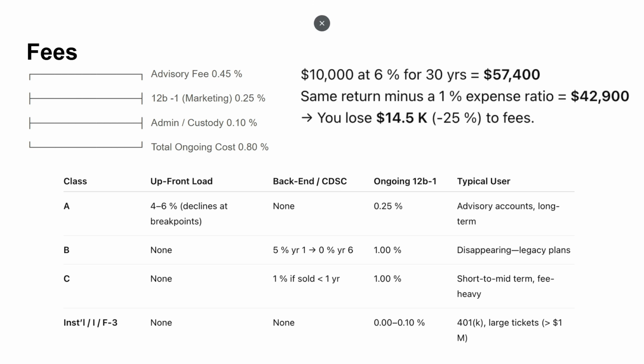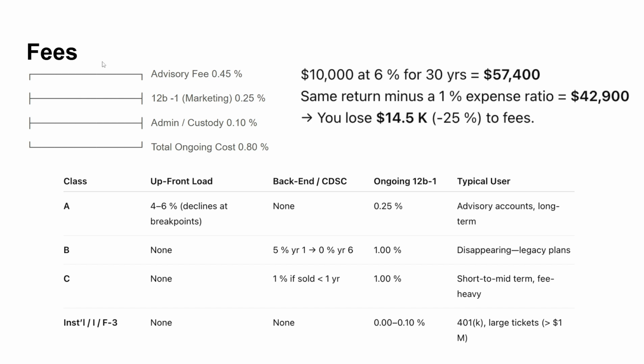Fees. Fees sound tiny until you do the math. This is basically saying that fees are very, very important, and since mutual funds are more of a long-run thing, your fees will eat you up. So you have to understand fees properly. Let's start with the expense ratio.